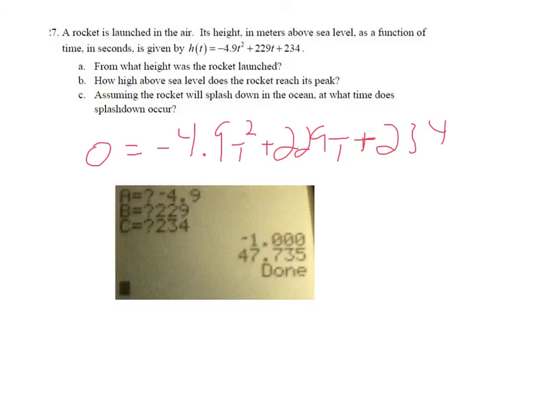What I did is I wrote a quadratic formula program for my calculator, and I use that. There's many others. The iOS has a nice scientific calculator. If you're interested, I can point you to the link for the app. It's got solvers in it. So those are the two solutions, and of course we aren't interested in the negative solution because we don't want to go back in time. We want to go forward. So that tells us that this rocket splashes down 47.735 seconds after it's launched.